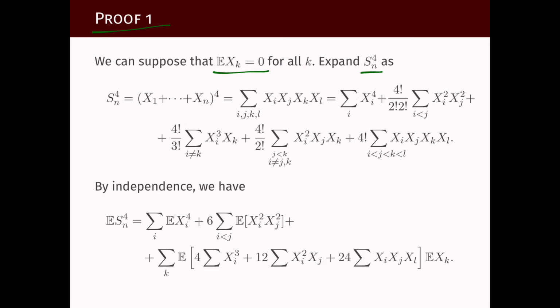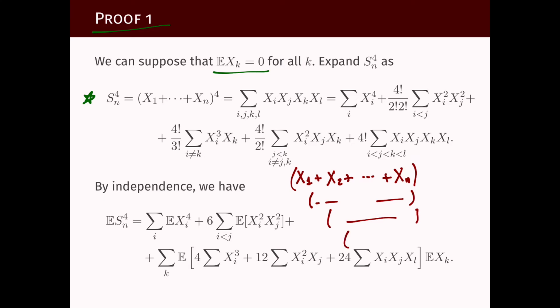We're going to expand the fourth power of the sum of n random variables like this. So we need some time here to understand this expansion. What is this? This is (x1 plus x2 plus up to xn) to the fourth power. Okay, so we can do this like in primary school. We write the same term again, and again, and again.